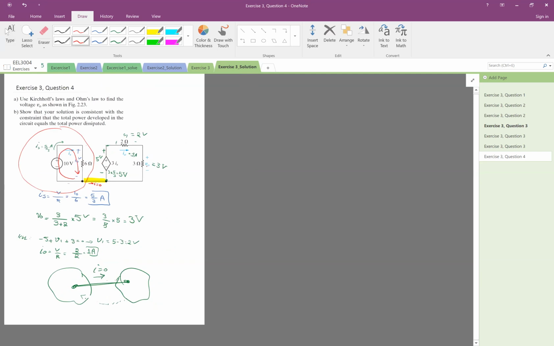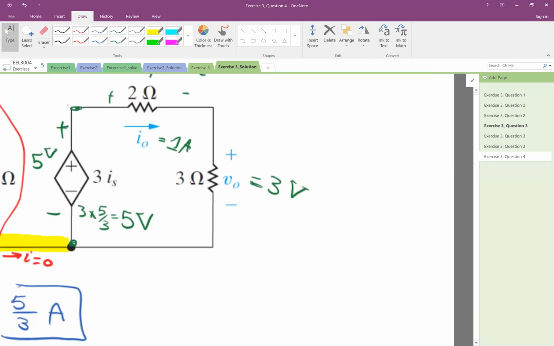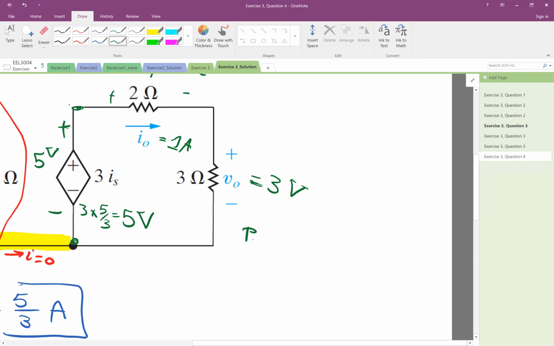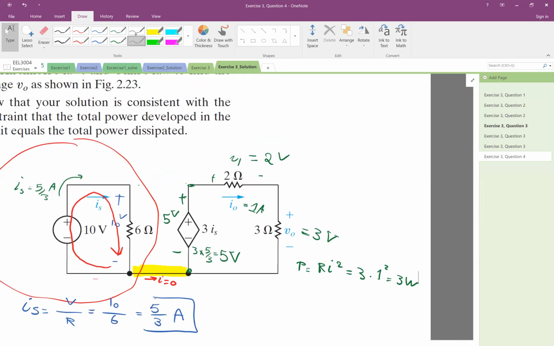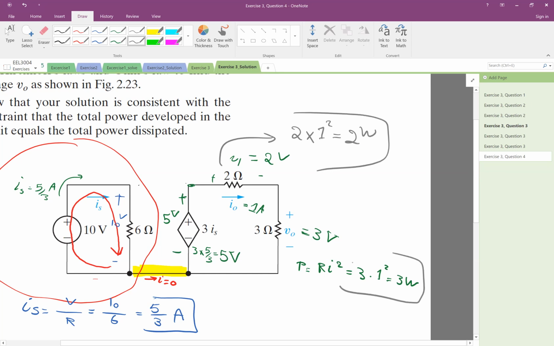Okay, and then for the power, we basically have the voltage. Let me just do one of them. P is equal to R times I squared. The R is 3 ohm, the I is 1 amp squared. So it's 3 watt. For this one, again R I squared, 2 times 1 squared is 2 watt. For the 6 ohm, R 6 times I squared, 5 over 3 squared, which is 6 times 25 divided by 9, 50 over 3 watts.